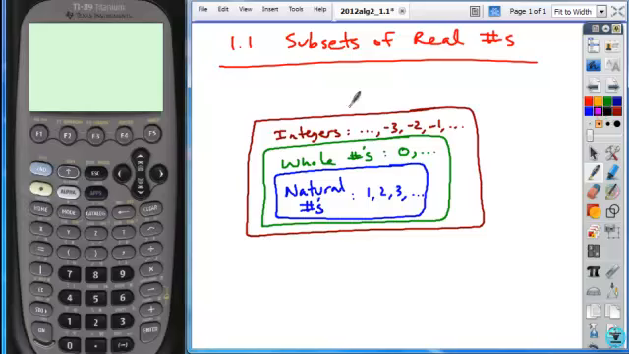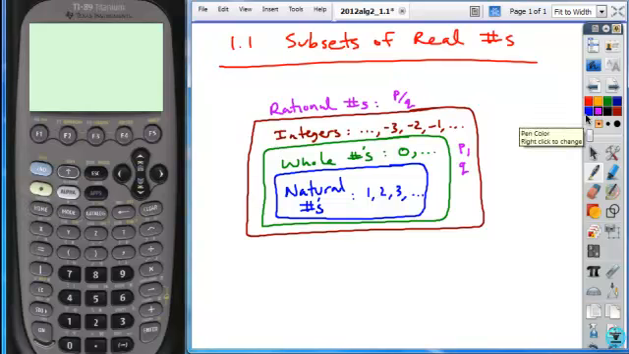And now if we extend this even further, we have what are called rational numbers. Rational numbers are any number that can be expressed as a ratio of two integers. So here it's a fraction p over q, where p and q, and I'm just going to include them in this, are just integers. So any numbers that are the ratio of two integers, that's considered a rational number.